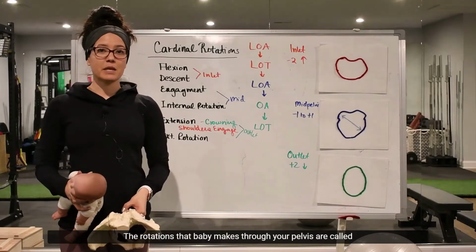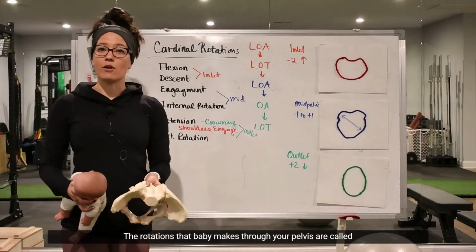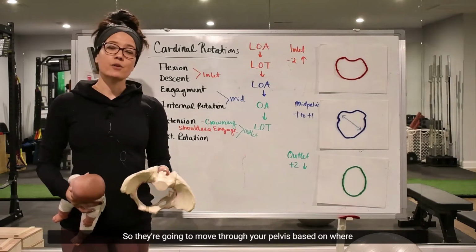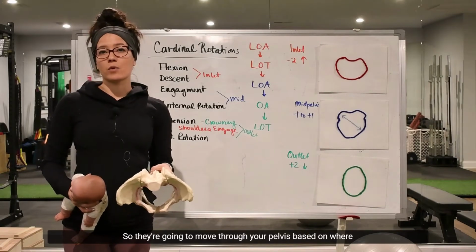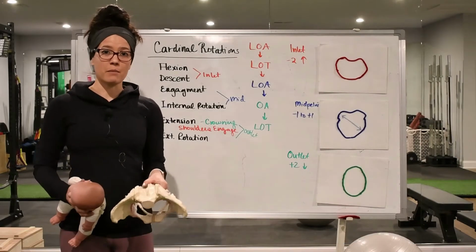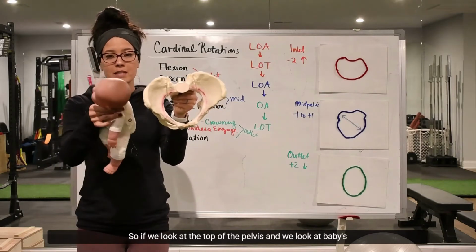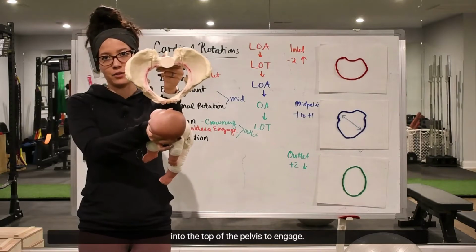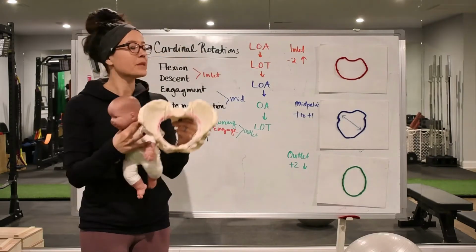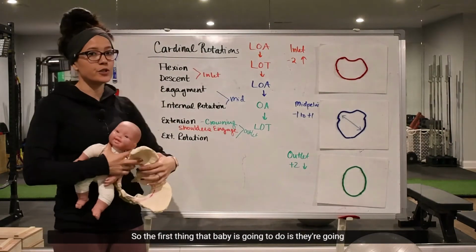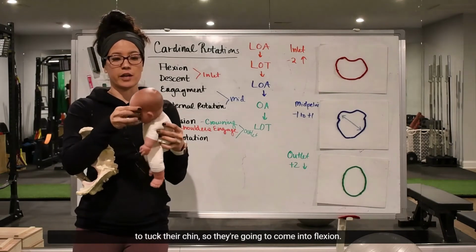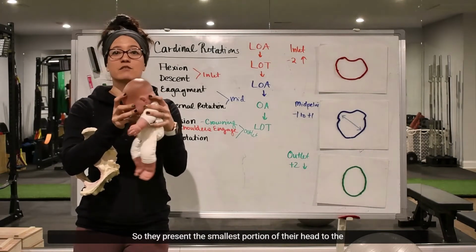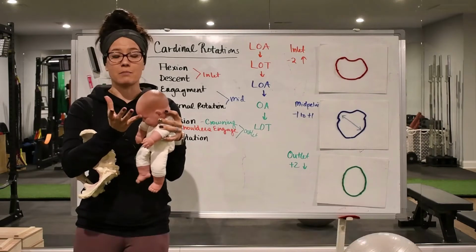The rotations that baby makes through your pelvis are called the cardinal rotations. So they're going to move through your pelvis based on where their most space is available for them. So if we look at the top of the pelvis and we look at baby's head, we can see that baby's going to want to fit sideways into the top of the pelvis to engage. So the first thing that baby is going to do is they're going to tuck their chin. So they're going to come into flexion. So they present the smallest portion of their head to the pelvis.